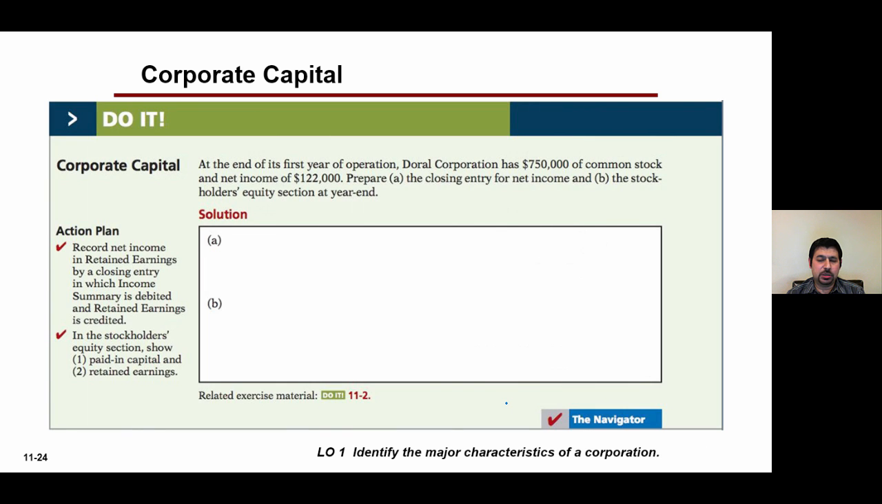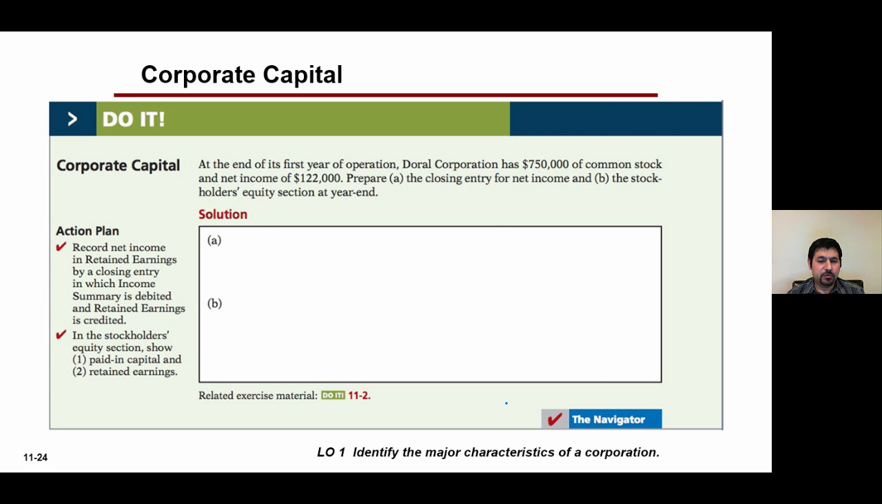So let's start recording those transactions. At the end of its first year of operation, Doral Corporation has 750,000 of common stock and net income of 122,000. First, we need to prepare the closing entry for the net income, and second, we need to prepare the stockholders' equity section in the balance sheet.